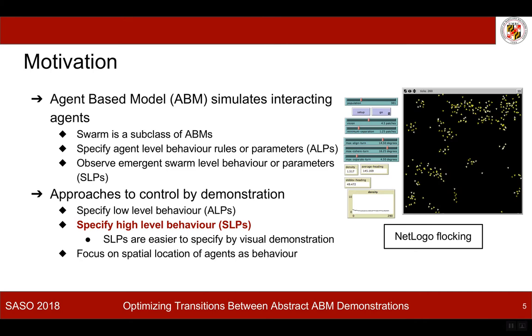In order to do this, we made use of an agent-based model. In our case, we opted for the AMF Plus framework, which will be referenced a little later. This allowed for agent-level parameters, and with these agent-level parameters being simulated through the use of NetLogo, as seen in the image on the right, emergent swarm-level parameters, or SLPs, can result. These SLPs will then correspond to the spatial location of the agents, and we'll be using that to define the behaviors that we're trying to achieve.